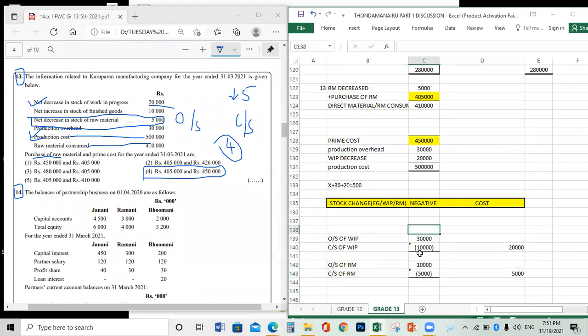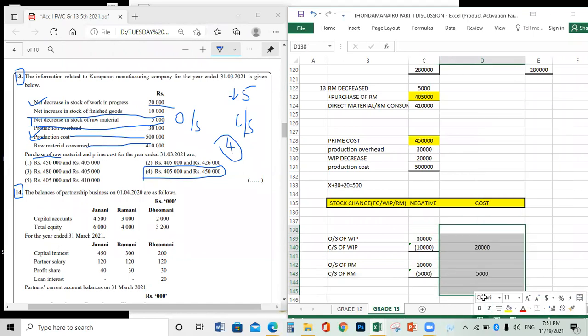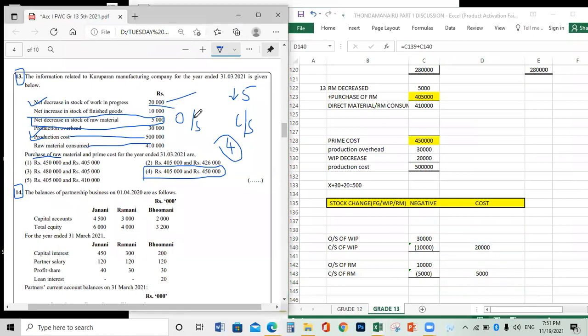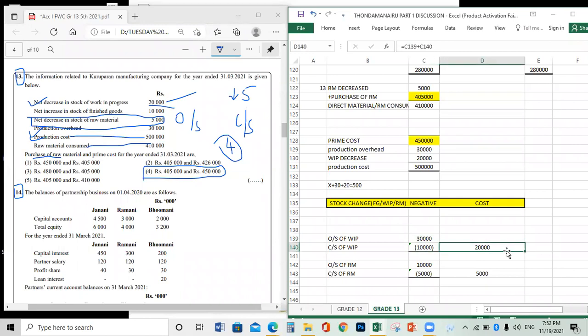If you ask me how I got these values, guys, I just assumed them for you all to understand, because you only need to find the change. They said work in progress is decreasing by 20. If I assume the opening is 30,000 and it's decreasing by 20, closing will be 10,000. Then if I calculate this, I get cost as 20,000. That means when the work in progress is decreasing, cost is increasing.